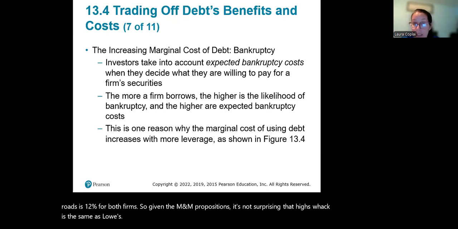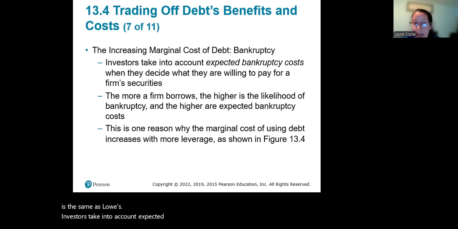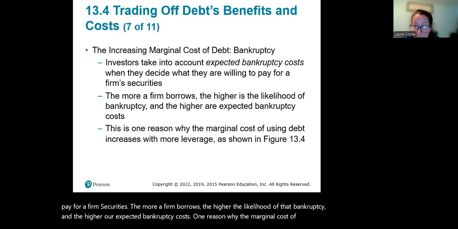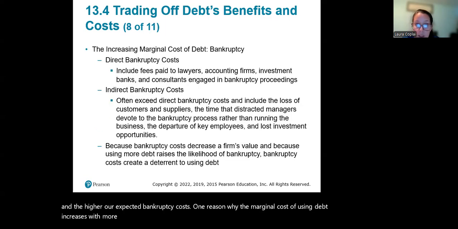Investors take into account expected bankruptcy costs when they decide what they're willing to pay for a firm's securities. The more a firm borrows, the higher the likelihood of that bankruptcy, and the higher our expected bankruptcy costs. One reason why the marginal cost of using debt increases with more leverage, we're going to look at a figure that shows that.